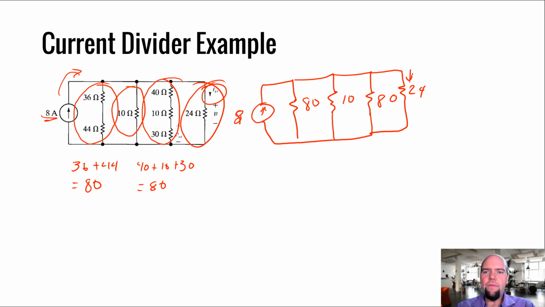Okay, so how are we going to do that? First thing you have to do for current divider, and for voltage divider, is find the equivalent resistance. We did part of that. We took the resistors in each one of the branches and combined them to find the resistance of the branch. But now we need to find the equivalent resistance of all of these. So the equivalent resistance in this circuit is going to be this parallel combination of resistors. So that's going to be 1 over 80 plus 1 over 80 plus 1 over 10, I got them out of order here a little bit, but that's okay, plus 1 over 24.